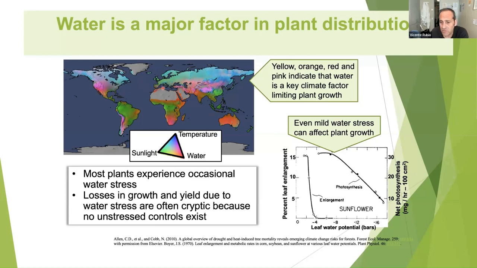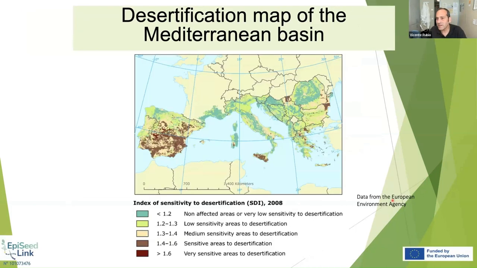And this water limitation is going to affect, of course, growth of plants and photosynthesis, which in the end limits the yield of crops, which is the interesting aspect for agrotechnologists. And this is the current situation, but the predictions are not good either. So you can see here this sensitivity to desertification in the Mediterranean basin. And this is from 2008, so I guess right now it's much worse.